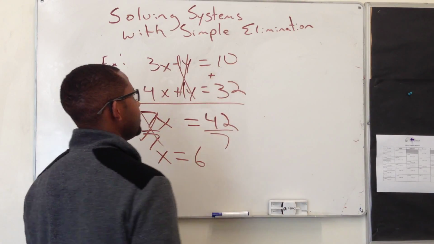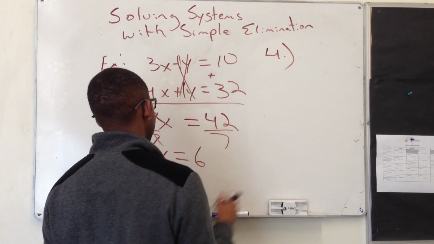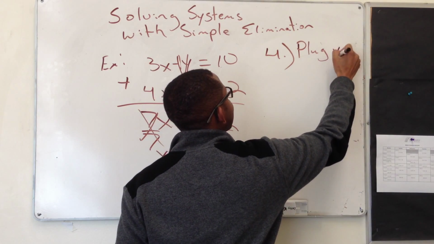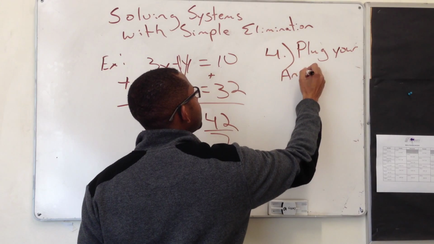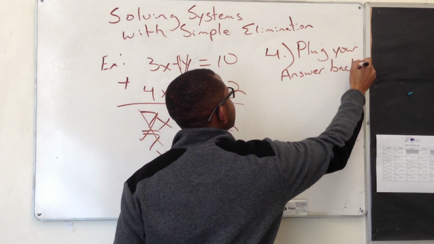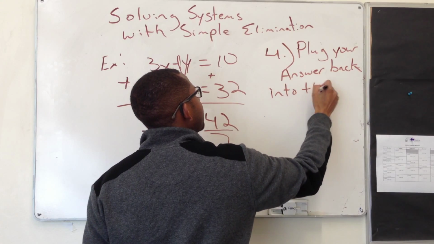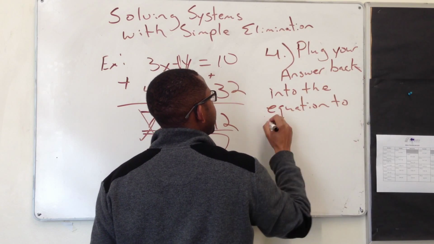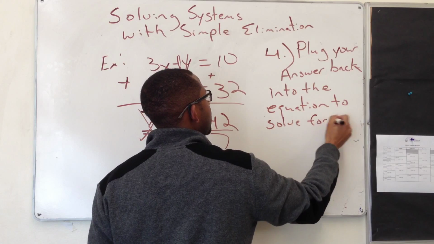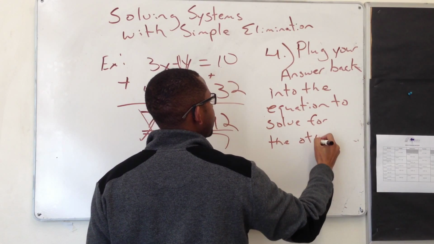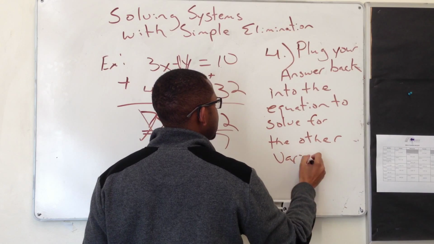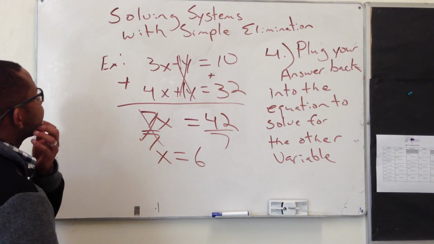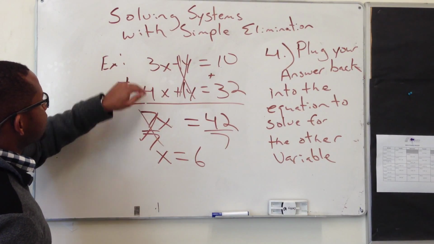My final step then, well, I hope this is step 4, if I remember correctly. My final step says plug your answer back into the equation to solve for the other variable. Okay? So now that I know x equals 6, I can plug back into either one of these original equations.